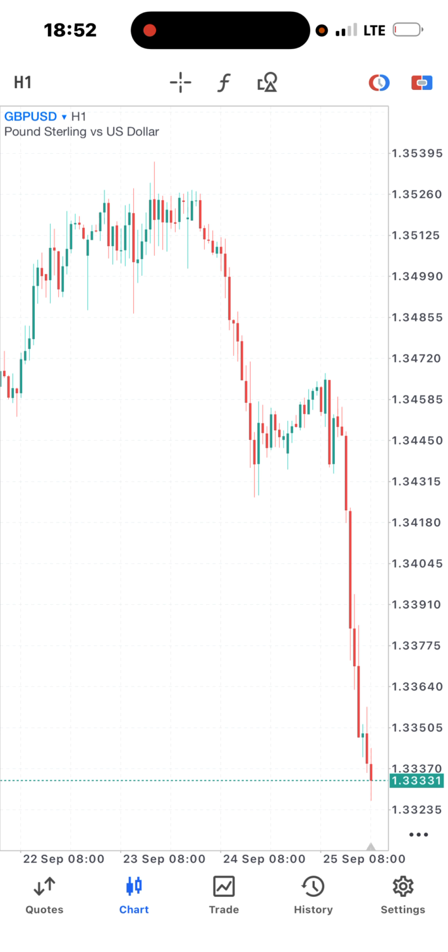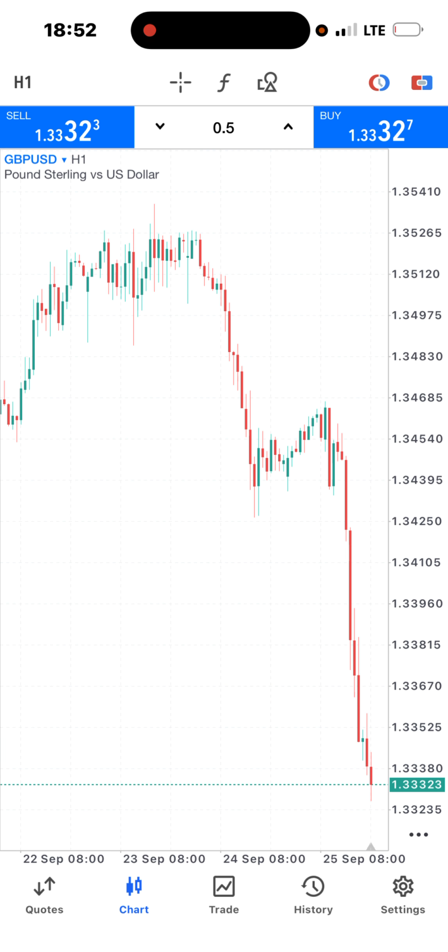Now, if you click on the second one that looks like a rectangle, that is where you can set your lot size. Now, this is GBP USD. We're going to be selling this market. So let's assume I've done my analysis and I want to sell the market at 1.3425, and I want to put my stop loss at 1.3454.